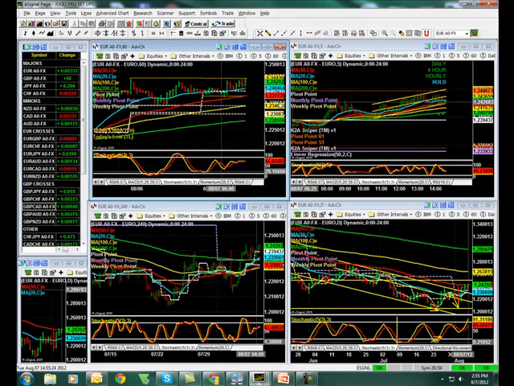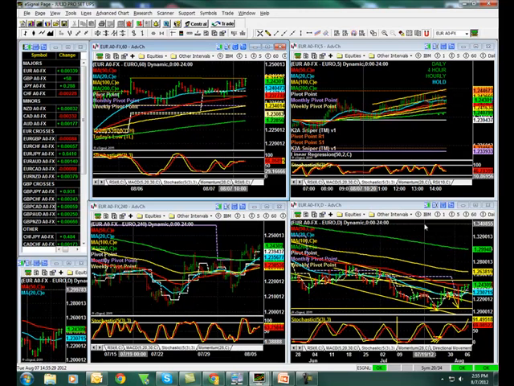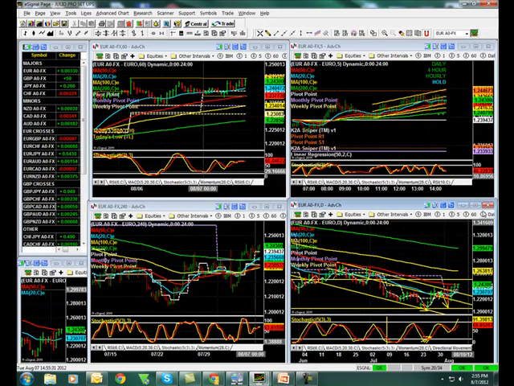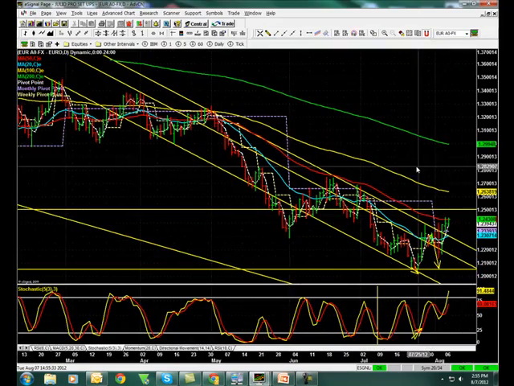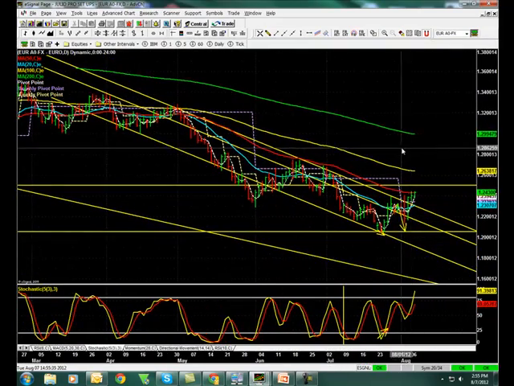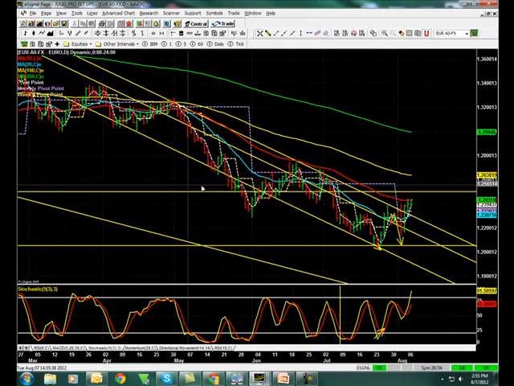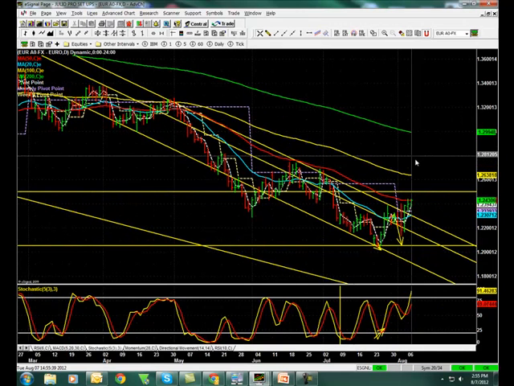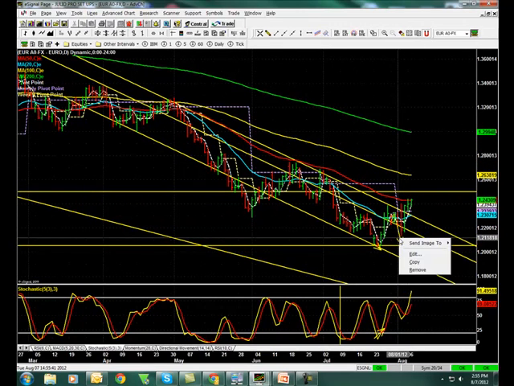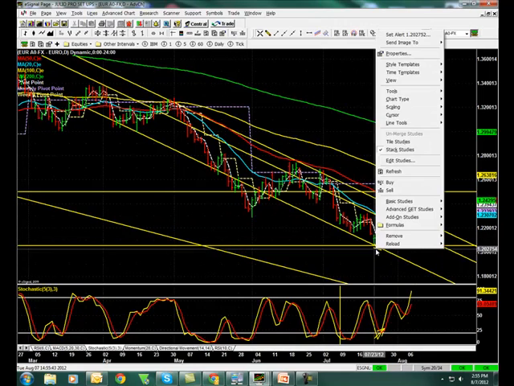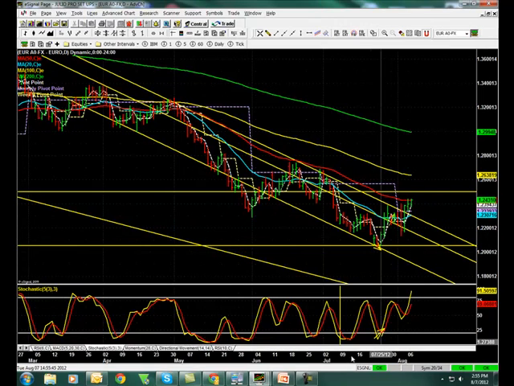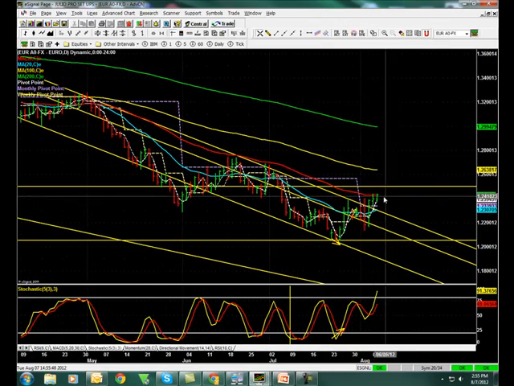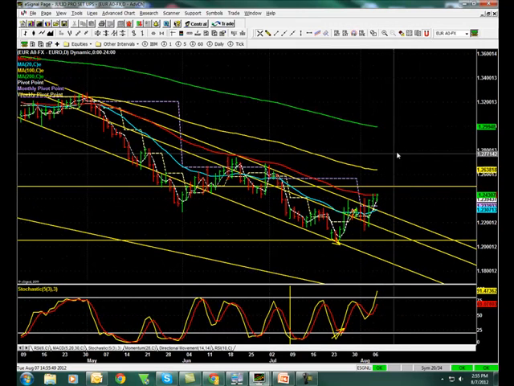Right, this is Euro dollar. It's currently pushing up. We've got a beautiful channel going downwards. It's making lower highs and lower lows. Let me just take these levels out. It's currently sitting on the 50 EMA.